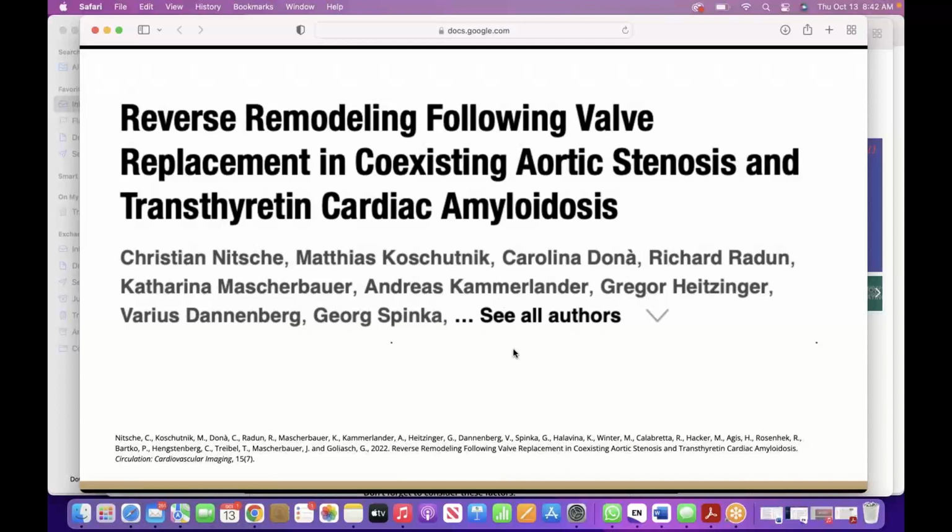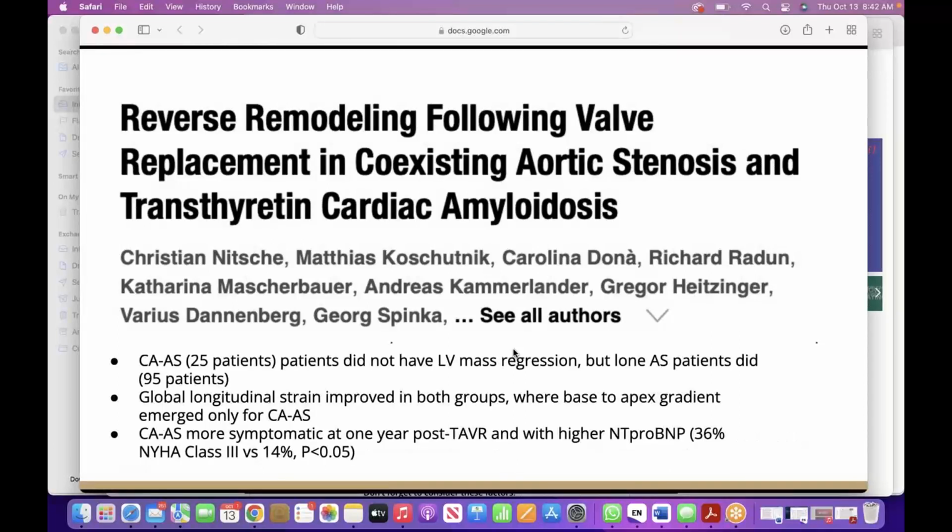But very interestingly, there was another paper recently published about cardiac amyloid and TAVR patients that showed, following reverse remodeling in patients who have severe aortic stenosis and amyloid, that patients with cardiac amyloid and severe aortic stenosis, compared to those who just had severe aortic stenosis, did not have the same improvement in LV mass regression, whereas people who just had lone aortic stenosis did.